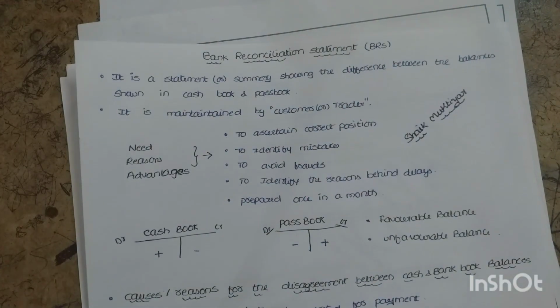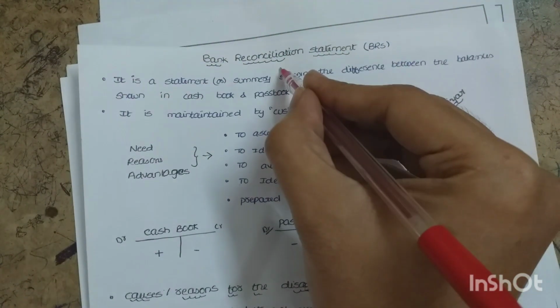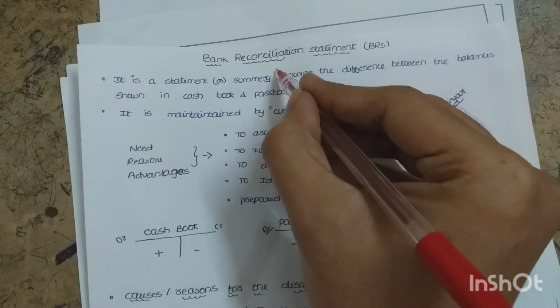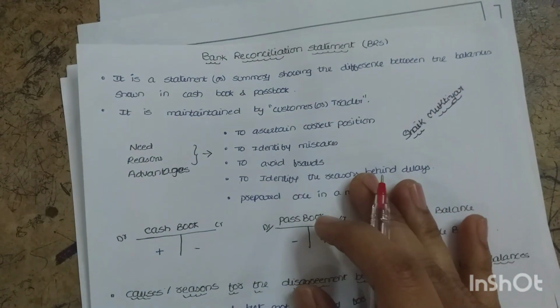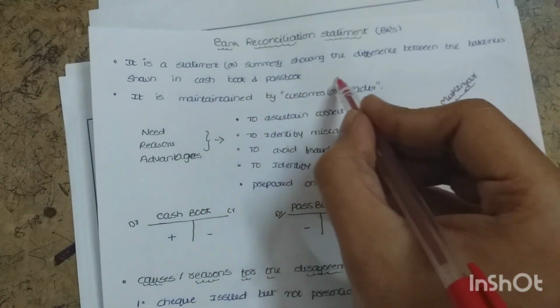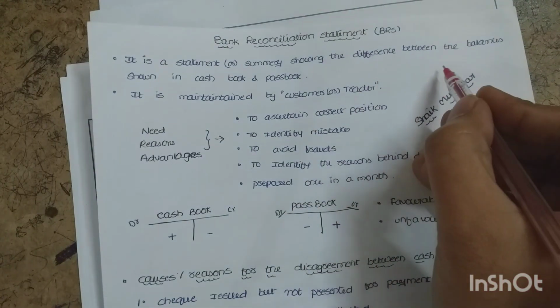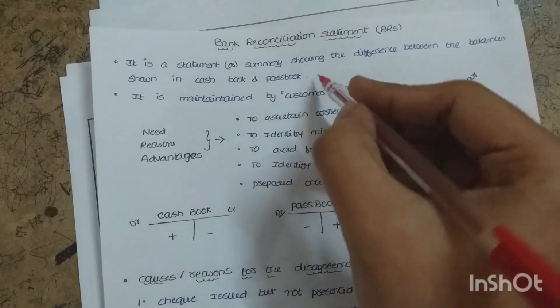The word itself is telling that we are going to reconcile the things, means we are going to compare the things. What are we going to compare here? We are going to compare our cash book with the passbook. Let us go with the definition. It is a statement, or we can say a summary, showing the difference between the balances shown in the cash book as well as the passbook.